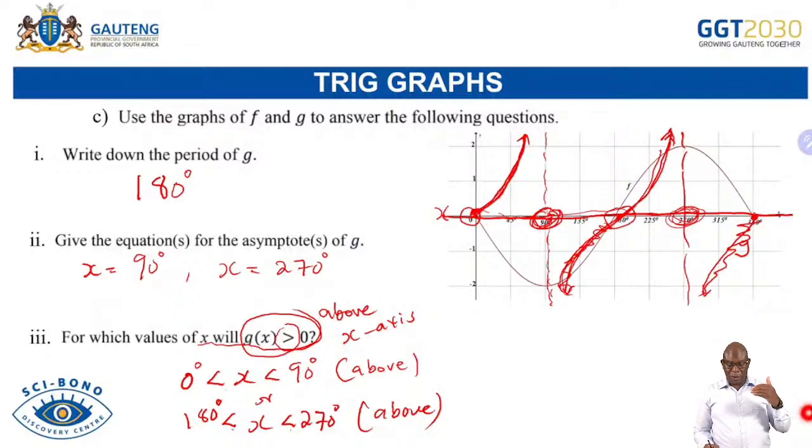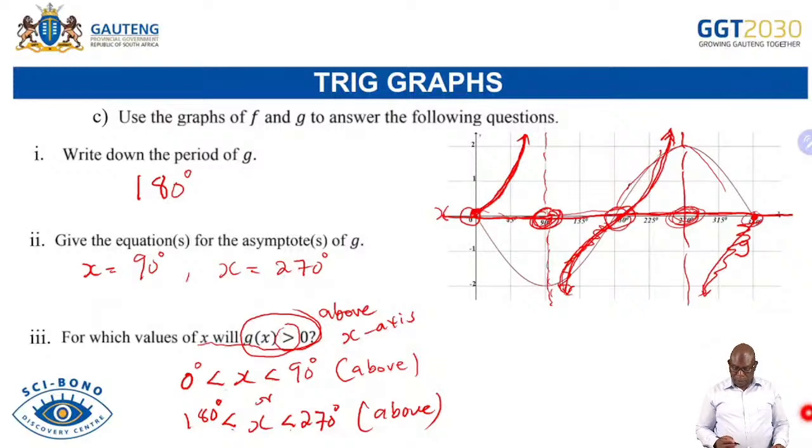We're talking about the G graph only. The F graph, no. If they ask me about the F graph, it will be above from 180 up to 360. It's above. Can you see? Because that graph was y equals minus sine x.